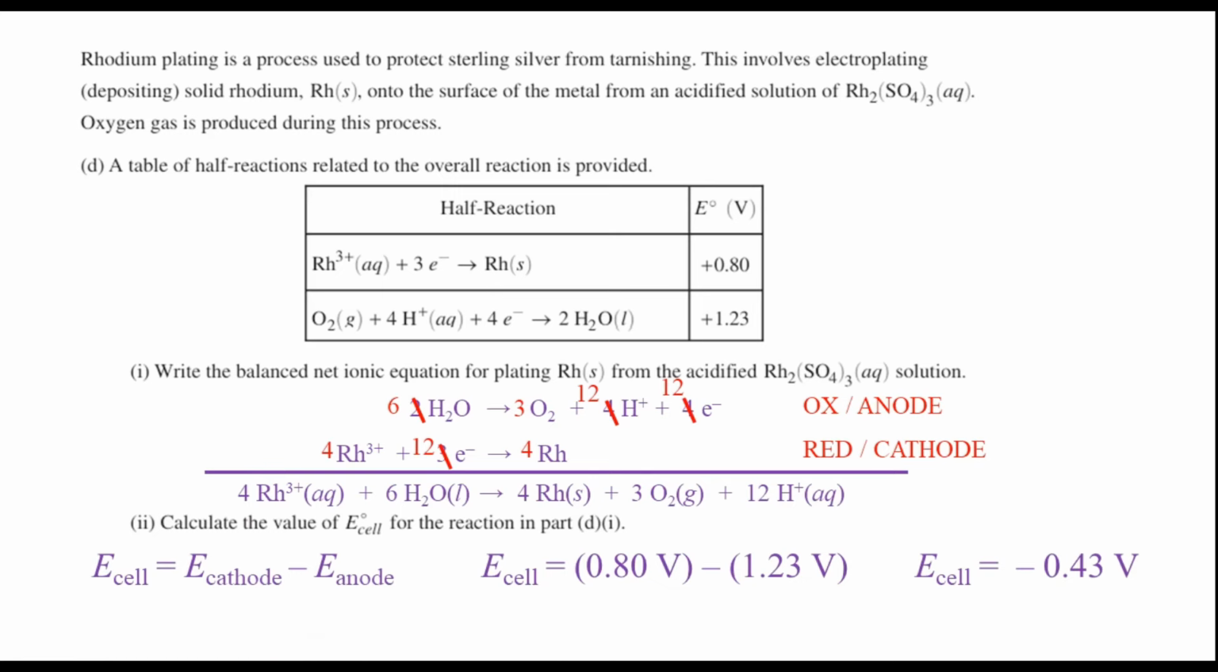Now, some students will see that and get a little bit flustered or concerned because we're used to having positive E cells. And that's true, but that's because E cell is positive in a galvanic cell. This is not a galvanic cell. This is an electrolytic cell because we are electroplating something here. So this is different.